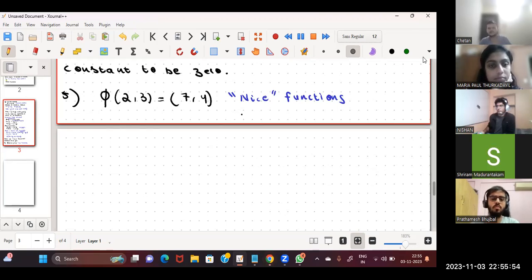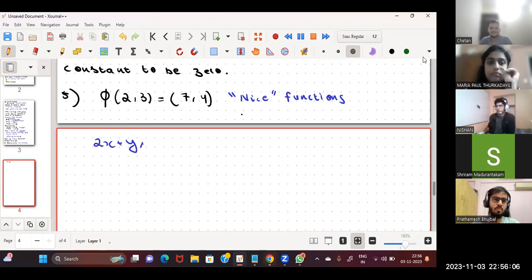2x plus y plus 1. That's correct. Y plus 1. Oh, yeah, right. 2x plus y, comma y plus 1. But it is not a nice function. I don't like this function, the one you gave me, Jagdish. 2x plus y is not satisfying my condition.